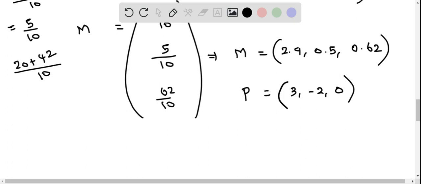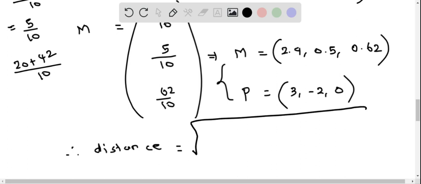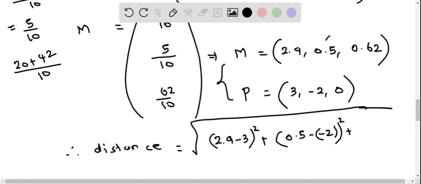Now we can find the distance using the distance formula. So the distance equals, we take the square root and then do the subtraction of the corresponding components and square them. That is 2.9 minus 3 squared, plus the second point, 0.5 minus negative 2, squared, and then 0.62 minus 0 squared.